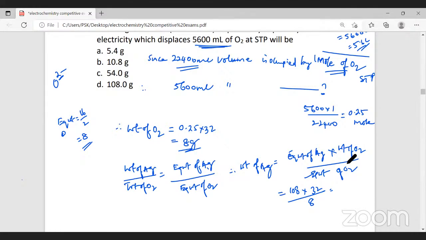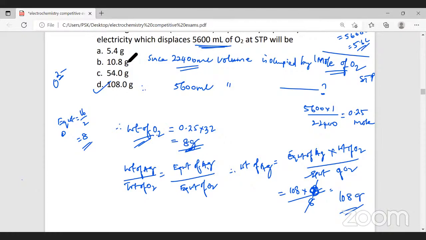Weight of oxygen is 8 here, sorry. See here? I had taken 32 here. The weight of oxygen we found to be 8, and equivalent mass of oxygen is also 8. So therefore this 8 and 8 get cancelled. It's 108 grams. The answer for this question is option D. Followed with this?